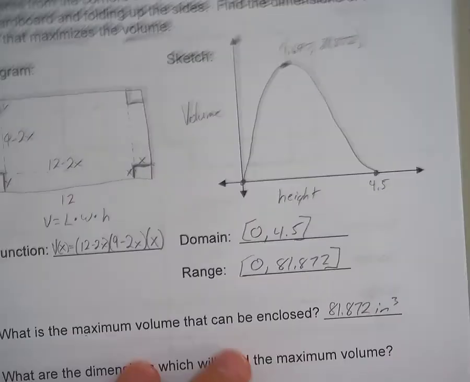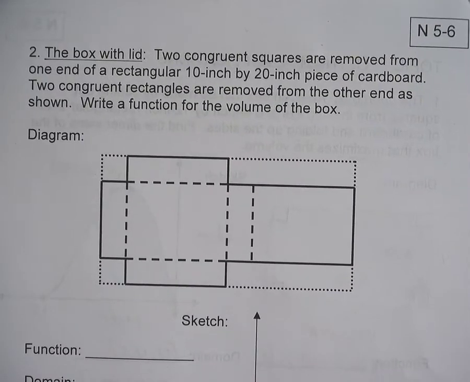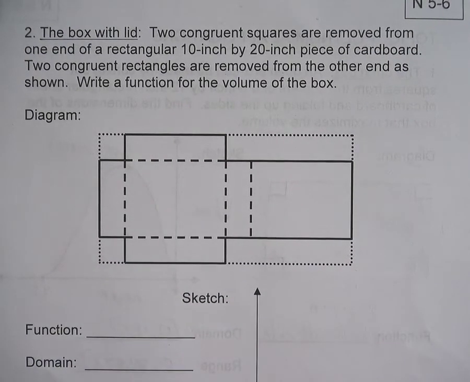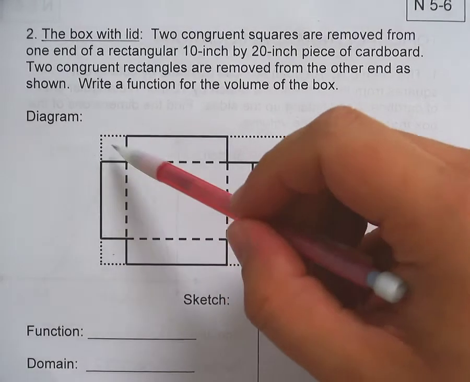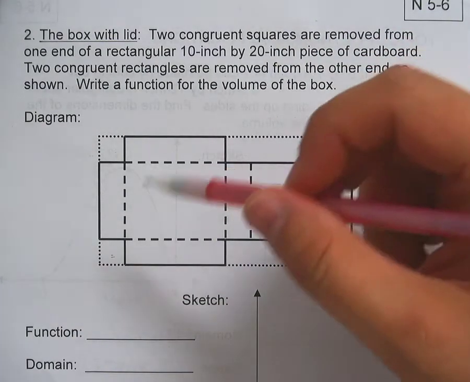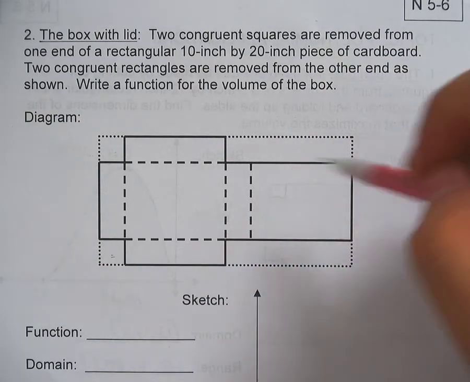All right, so just a little bit of common sense, a little bit of practicality for your mathematical minds to ponder. The box with the lid. So now we have a box with a lid. Two congruent squares are removed from one end of a rectangular 10-inch by 20-inch piece of cardboard. It says two congruent squares are removed from one end. That's talking about these right here. One square, two squares, of a 10 by 20. So the dotted line on the outside represents your 10 by 20 piece of cardboard.